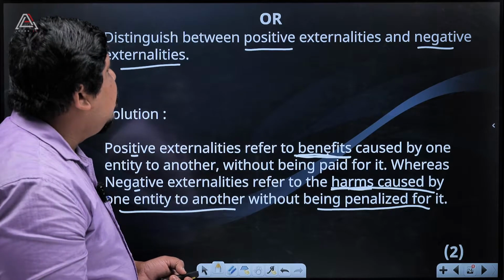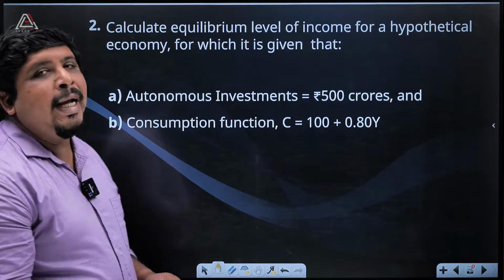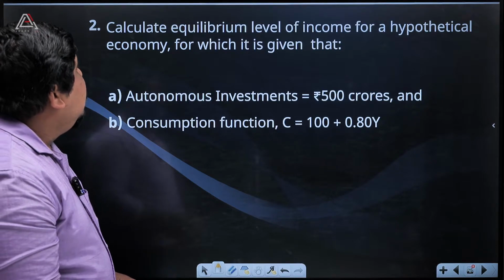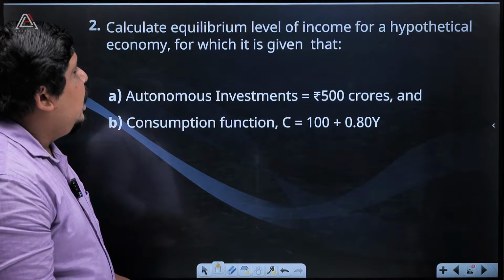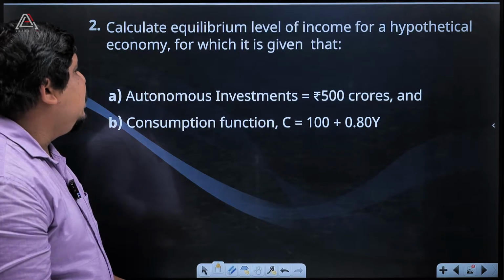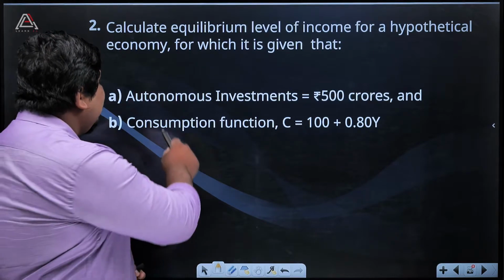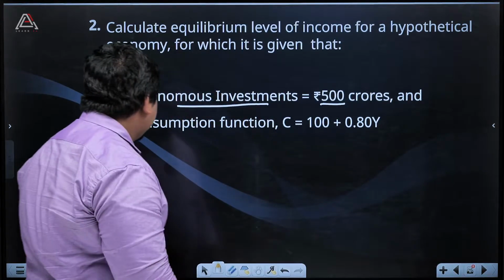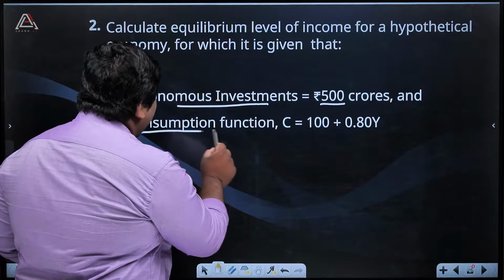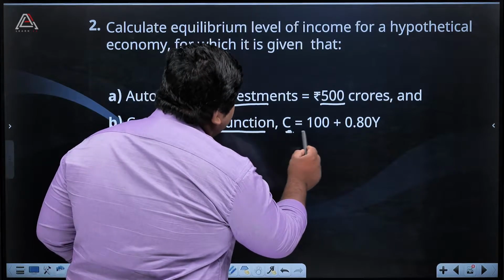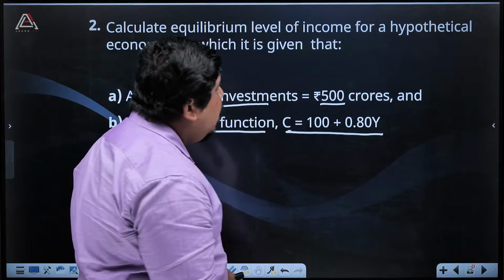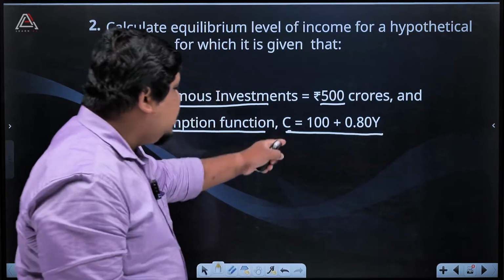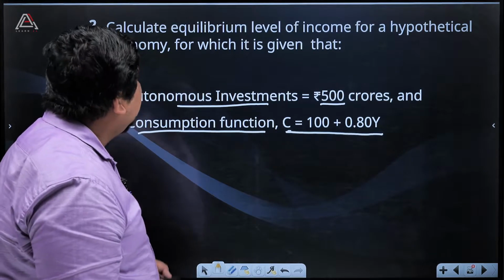Okay. Now we are moving to the second one. What is the second question? We can go through it. Calculate the equilibrium level of income for a hypothetical economy for which it is given that autonomous investment is 500 crores. Then the consumption function is C equal to 100 plus 0.8Y. That is the consumption function.